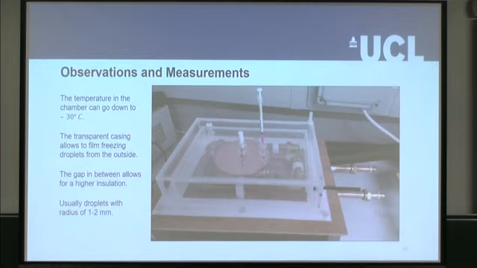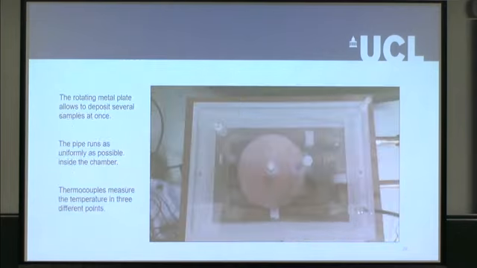The droplets are roughly around 1 millimeter to 2 millimeters in radius, so they're rather small. In this machinery, really cold silicone oil gets pumped into these pipes, so this environment can get cold down to -30, -35 degrees Celsius, and the transparent casing is chosen in order to be able to film the droplets. There is a gap in between that allows higher insulation once the air is taken out of it, and this is the same image from the top.